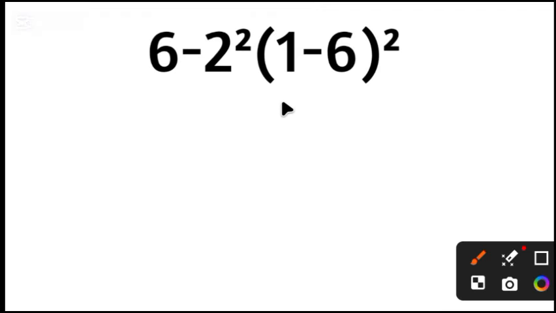The first thing we are going to do here is to solve the one in parentheses. 1 minus 6 will give us minus 5. So we have minus 5 in parentheses to the power of 2. There is multiplication here, so we'll bring it down, and we have 2 to the power of 2. And then we have the subtraction here and the 6 here.